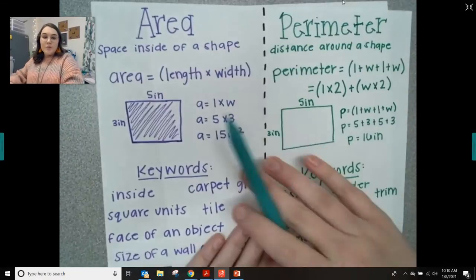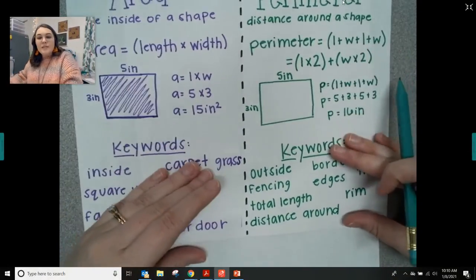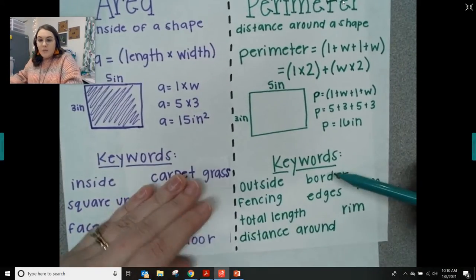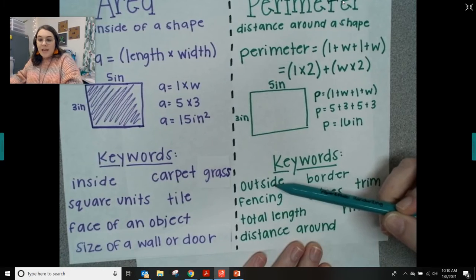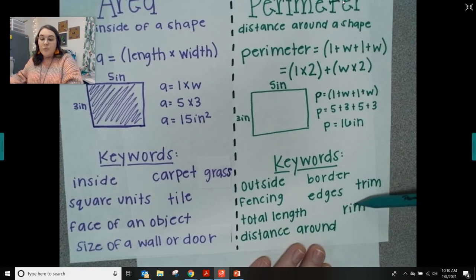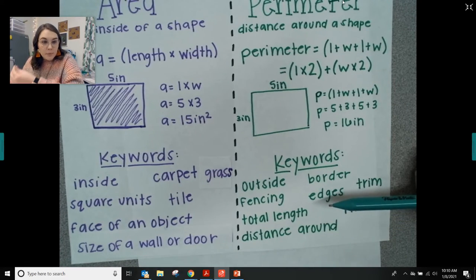Now, we just went over area and perimeter. You know the difference by now. Let's go over these keywords. It's so important. Okay, the keywords: outside, border, fencing, edges, trim, rim, total length, distance around. That has to do with perimeter.